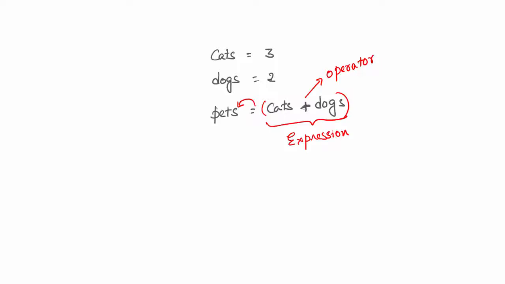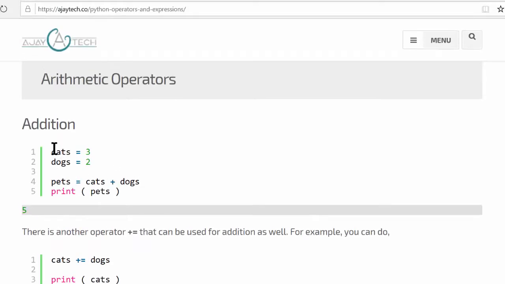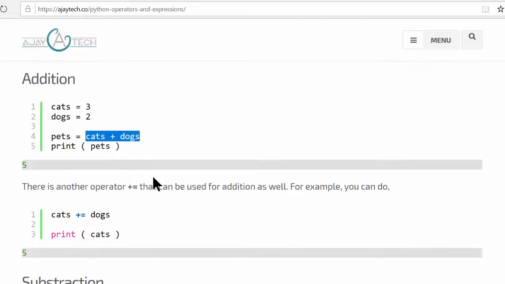Let's see some examples. So here is a simple example that we talked about. You have three cats at your home and you assign it to a variable cats. Cats equals 3. And then we have two dogs. So we say dogs equals 2. And the total number of pets that you have is pets equals cats plus dogs. So this entire thing that we have highlighted here, cats plus dogs, is called an expression, and the plus that you see here is called an operation or operator. So we are doing an addition operation using the plus operator.